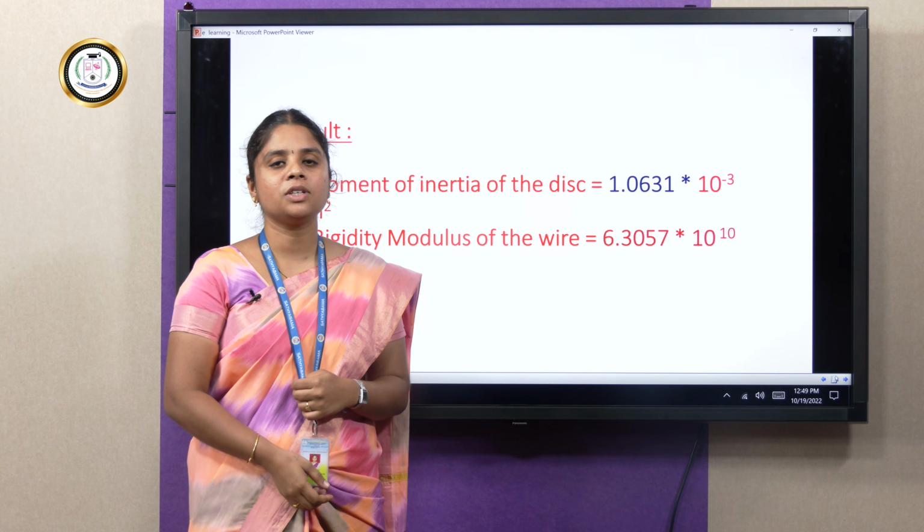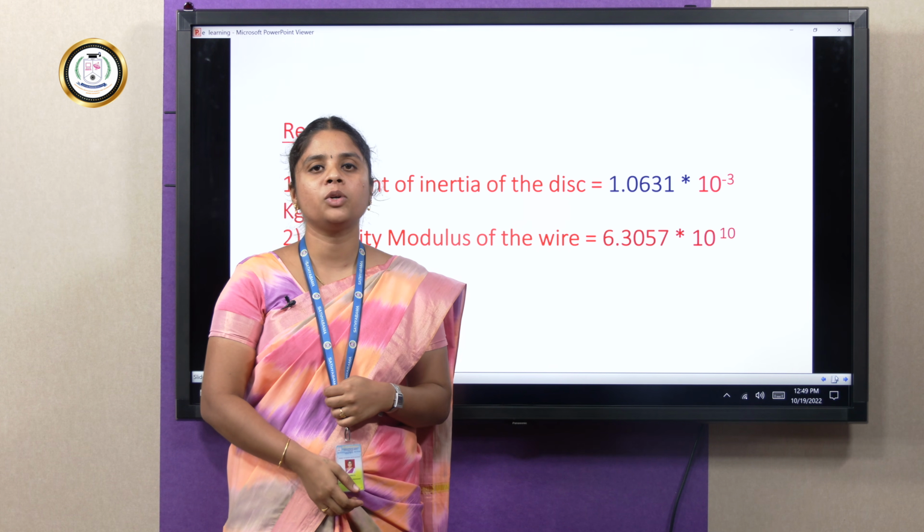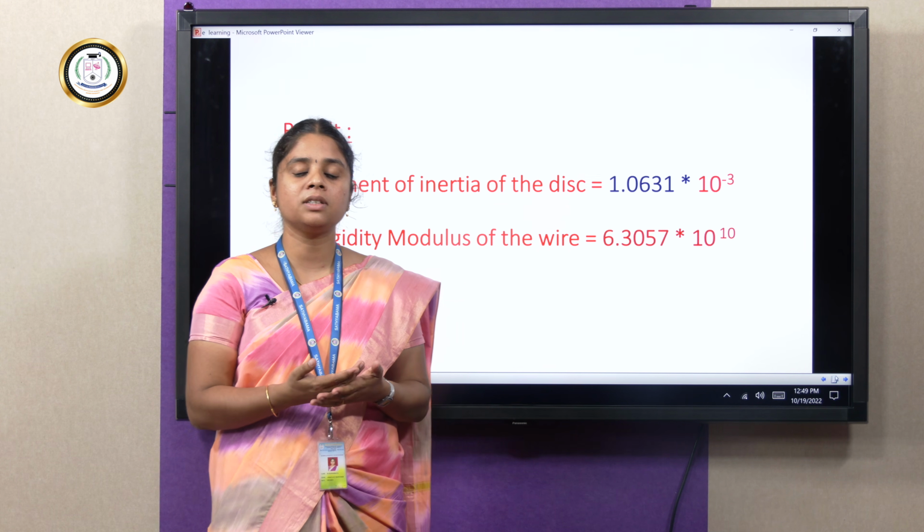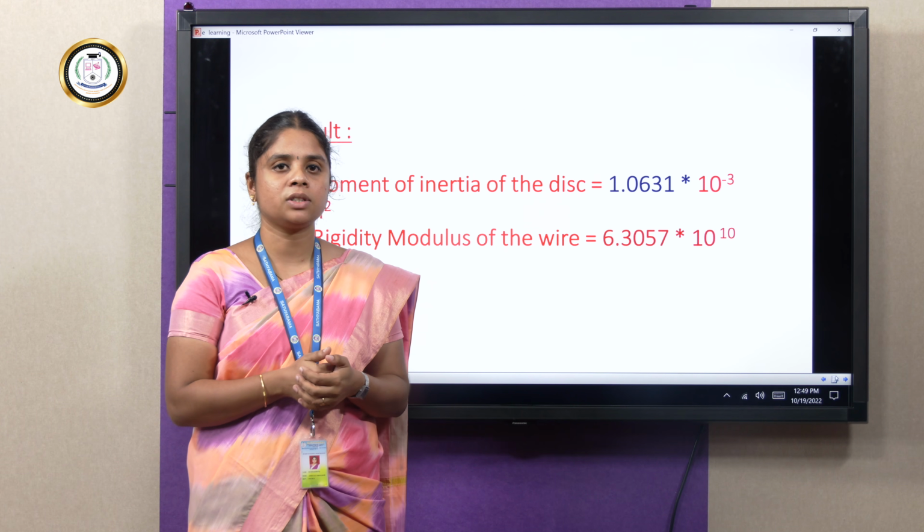I hope in this session you have learned how a torsional pendulum works and what the various parameters are that you can measure using a torsional pendulum.